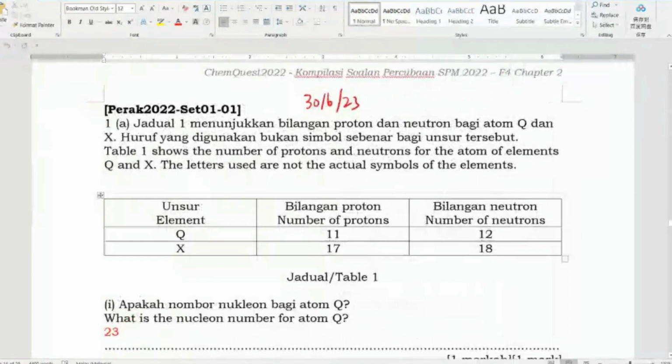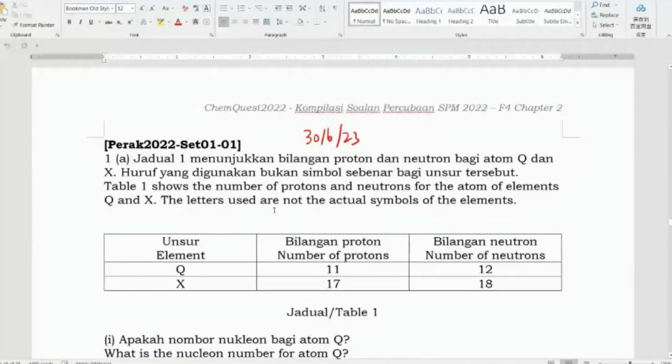Okay, so we try to answer the questions here. Last week I asked you to try the pair up questions, 3 questions actually. Okay, so the first one, question 1A. I will invite one student to write.